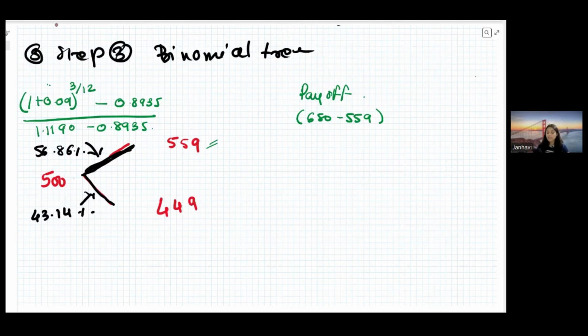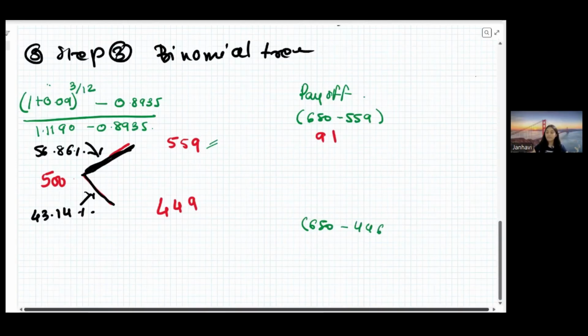650 minus 559 will give us 91. So your payoff is 91. Then for the downside, it will be 650 minus 449, right? We had, did we get 9 or 6? So 500 into 0.8935. Yeah, it was 6. It was not 9, it was 6. We cannot have such mistakes be done in exam, okay?